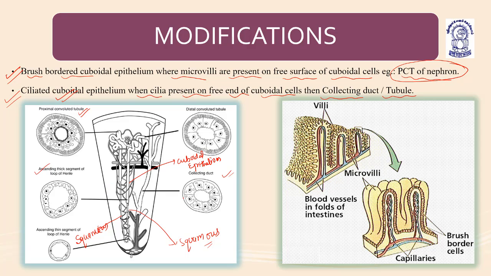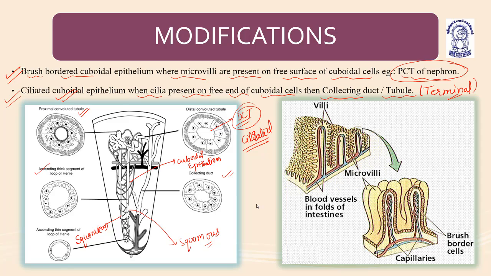Collecting duct, especially the terminal part of the collecting duct, and DCT, they are basically having the ciliated cuboidal epithelium. So please remember, DCT has ciliated cuboidal epithelium. Understood? PCT has brush border epithelium, DCT has ciliated cuboidal epithelium. Squamous epithelium is present in the descending loop and the thin part of the ascending loop.